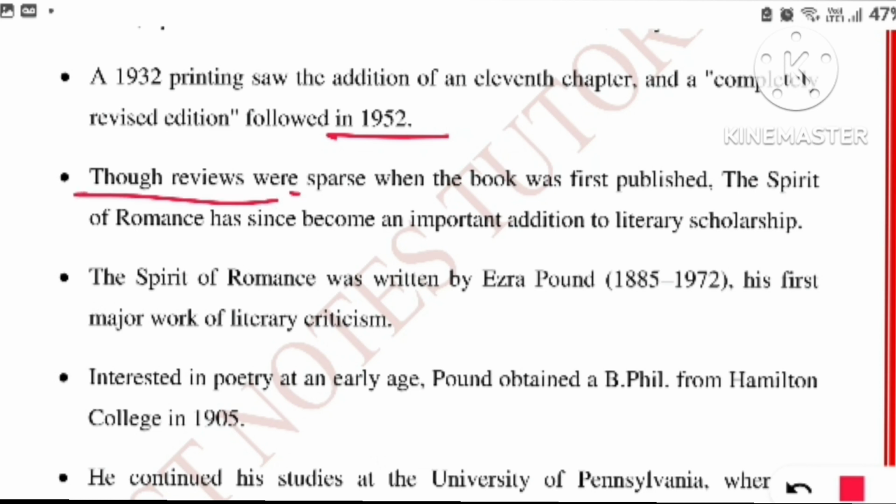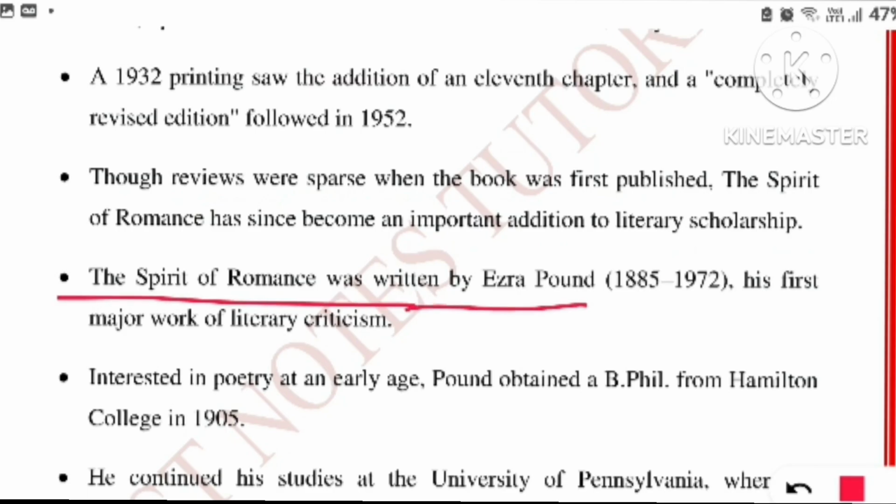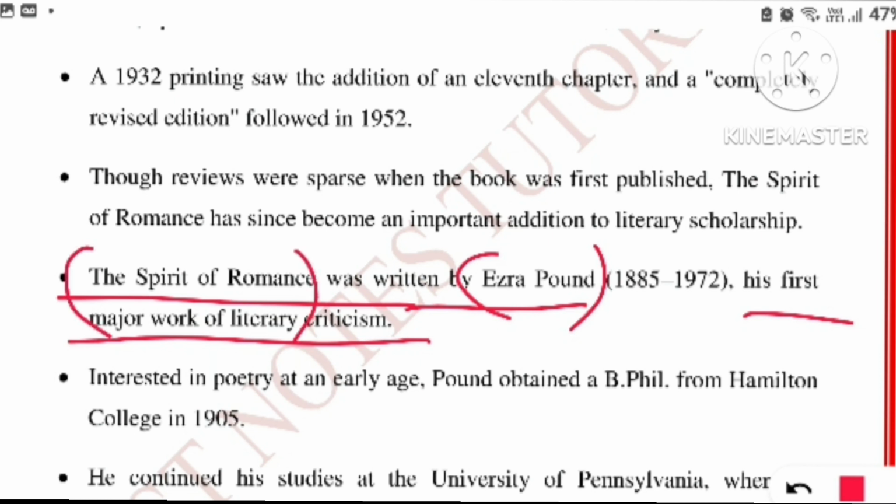Though reviews were sparse when the book was first published, The Spirit of Romance has since become an important addition to literary scholarship. So, just like other books of literature, this has also touched the readers, and that is why we see this book touching the hearts of readers till date. The Spirit of Romance was Ezra Pound's first major work of literary criticism. So, Ezra Pound, who was a critic and a poet, wrote his first major work, and this is The Spirit of Romance.